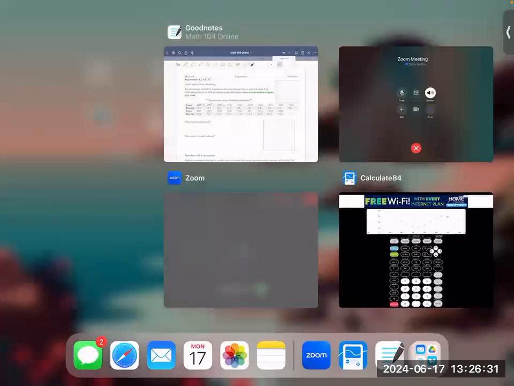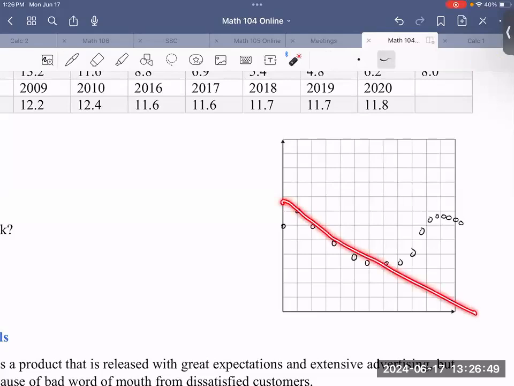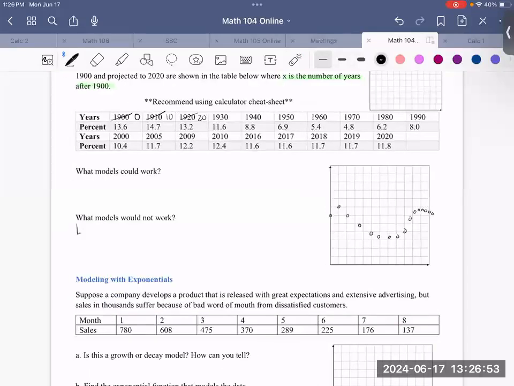And if I were to draw really quickly what I might be seeing on my screen, and I wish I had a calculator right in front of me, but they kind of look like this. They're going to get squished together, right? So they kind of look like this. So a line, no matter how you draw it, won't be able to capture this. So a line will not be a good model.